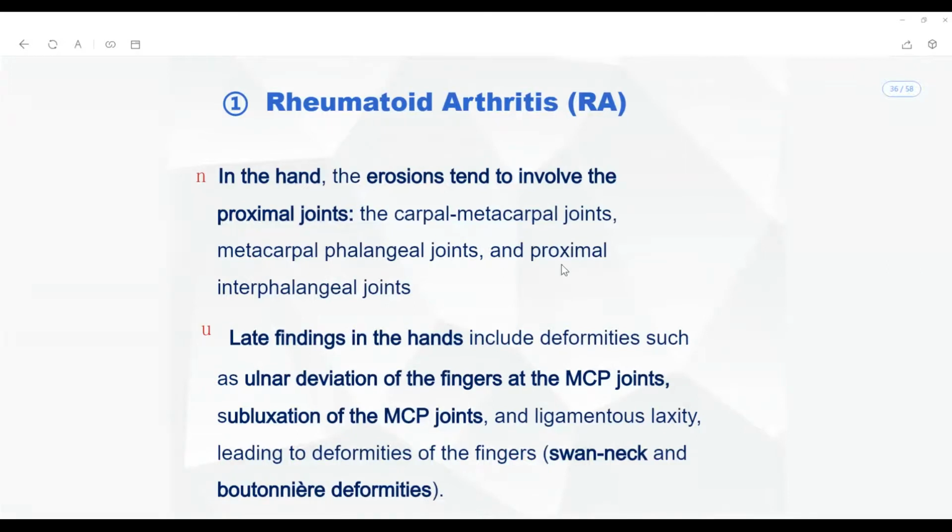This means I'm talking about the carpals along the wrist, and the metacarpals along the area of the palm. I'm talking about the proximal interphalangeal joints, which means the knuckles. Did you understand? So what are the most involved here? Carpals and metacarpals, metacarpophalangeal joints, MCP joints, and PIP joints. Remember it this way: MCP and PIP is rheumatoid arthritis.